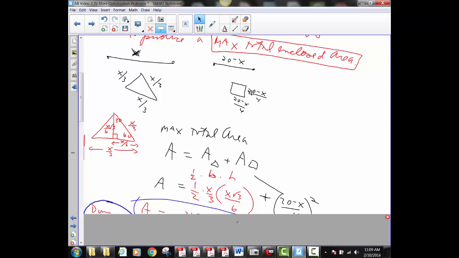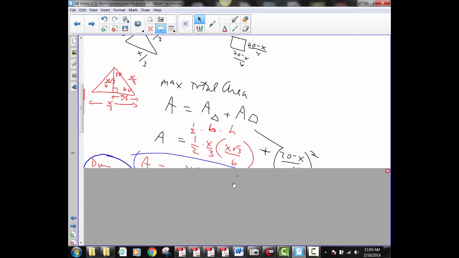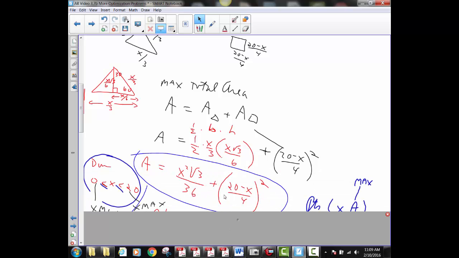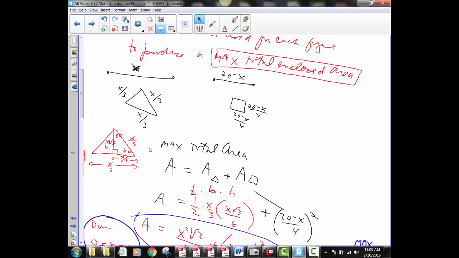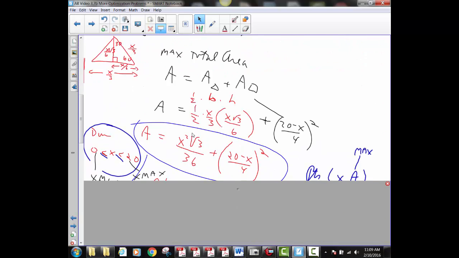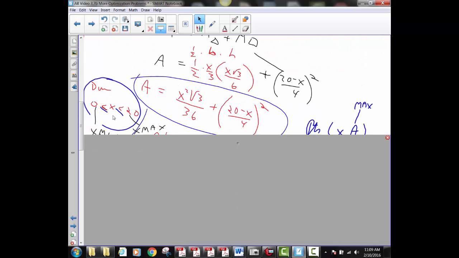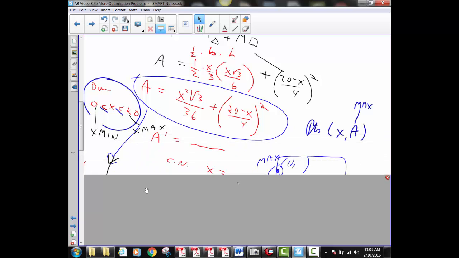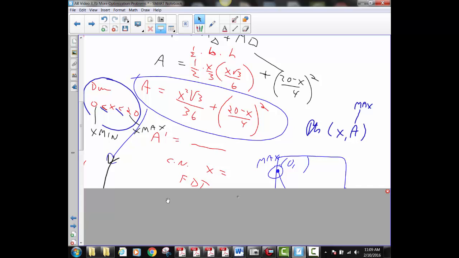The area of the square, of course, is the length of the side squared. And therefore, here is your formula in A and x. What is your domain? Well, x obviously has to be positive, and x is sure not going to be any more than 20. I'm going to put equals here because, as it turns out, this would be the novel case where you're going to use all of it for one of the figures.